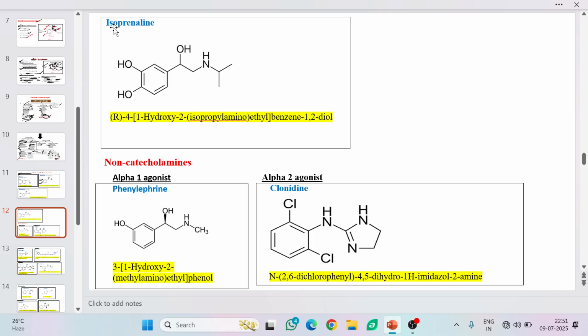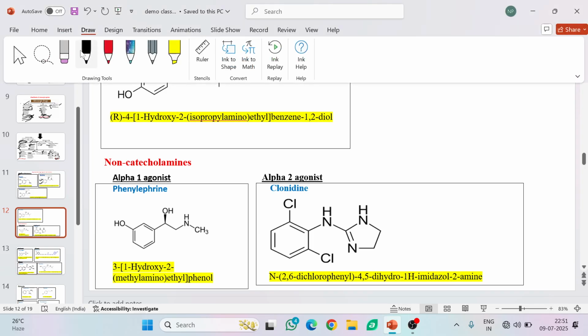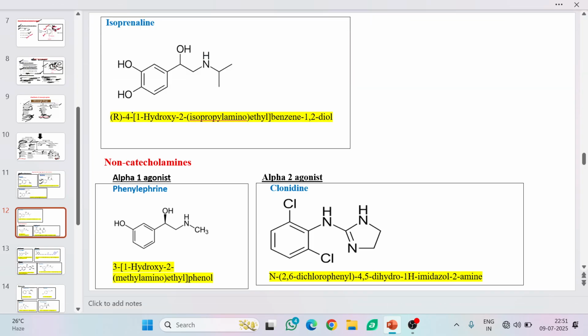Now moving toward the next, isoprenaline. So isoprenaline is also a catecholamine and it is also direct acting. But isoprenaline is of the exogenous type of catecholamine. Okay, exogenous type of catecholamine. It is not synthesized in our body. So we will understand from the name itself.